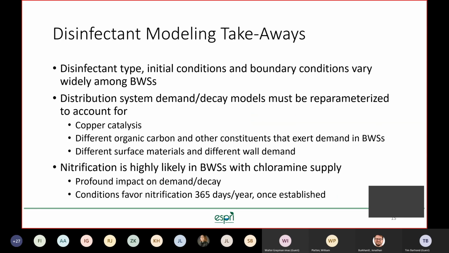So the take-homes for disinfectant modeling. Disinfectant type, initial conditions, and boundary conditions are going to vary widely among building water systems. Demand and decay models have to be reparameterized. The models that exist in EPA right now need to be reparameterized for copper catalysis, need to consider that there's different organic carbon and constituents exerting demand, and that there are different surface materials. Last thing, nitrification is highly likely in building water systems, and it's probably present 365 days a year, and in many cases, nitrification is likely to drive the residual behavior in the system.